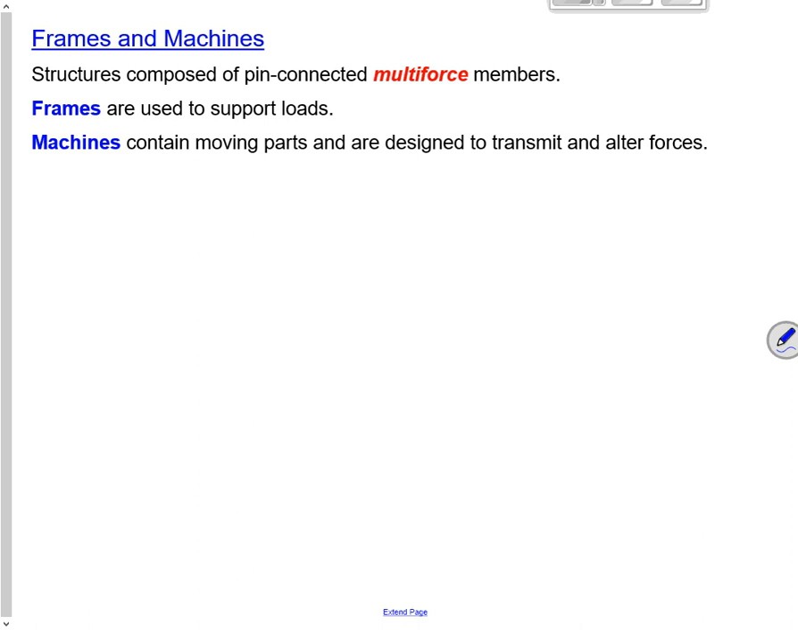In a truss, we assumed that all the members were two-force members. In frames and machines, that's no longer true. They could be multi-force members. Frames are just structures used to support loads, and machines contain moving parts, things like pliers.